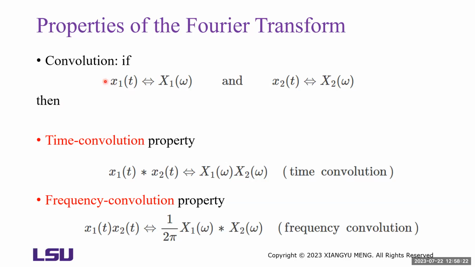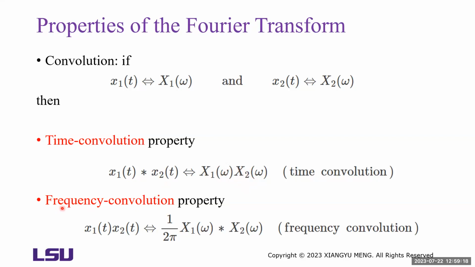The time convolution property and its dual, the frequency convolution property, state that if x1(t) and X1(omega) are a Fourier transform pair, and x2(t) and X2(omega) are another Fourier transform pair, then the time convolution property states that the Fourier transform of the convolution of x1 and x2 is X1 times X2. In the time domain it is convolution; in the frequency domain, it's just multiplication.